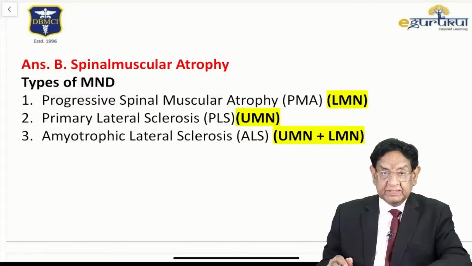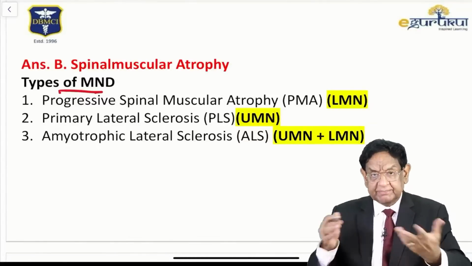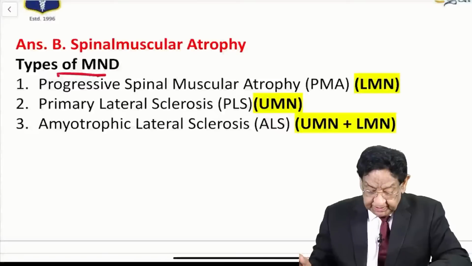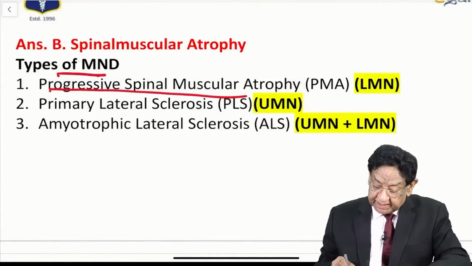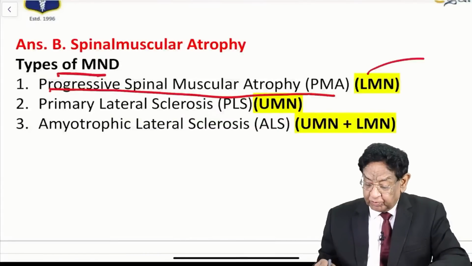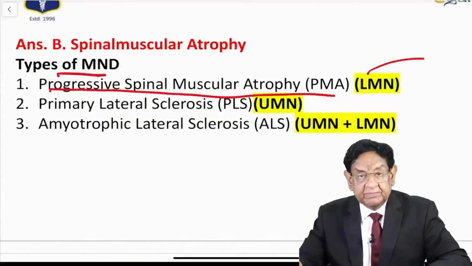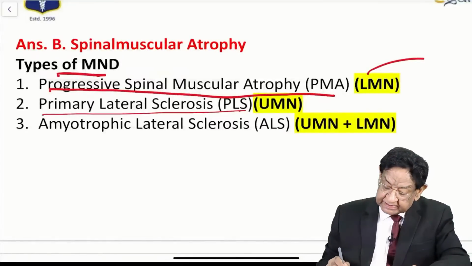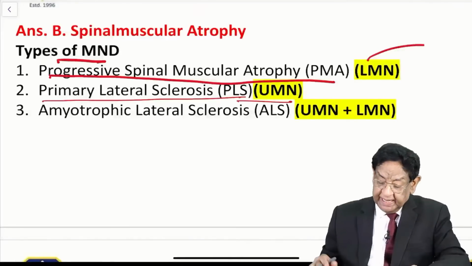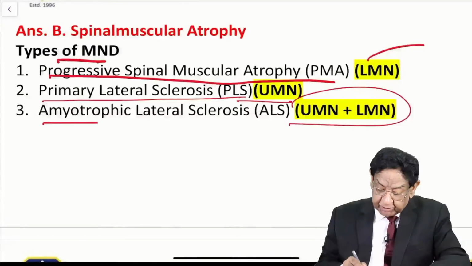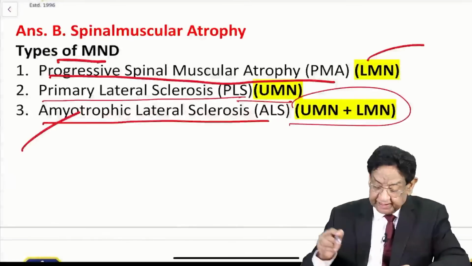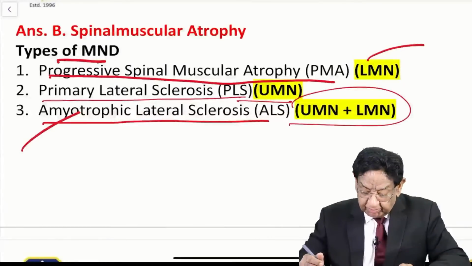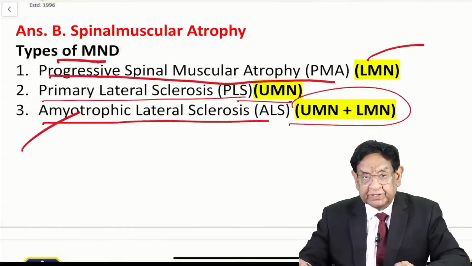It's a part of MND, motor neuron disease. Let me talk a little bit more about MND. In MND, the spine can be involved or the brain can be involved. Progressive spinal muscular atrophy, PMA, is a type of lower motor neuron disease in the spinal cord. Primary lateral sclerosis, PLS, is an upper motor neuron disease. And if both are there, then we call it amyotrophic lateral sclerosis. This is the most common presentation. At times they will not write MND, they will simply write amyotrophic lateral sclerosis, where both upper and lower motor neuron features will be there.